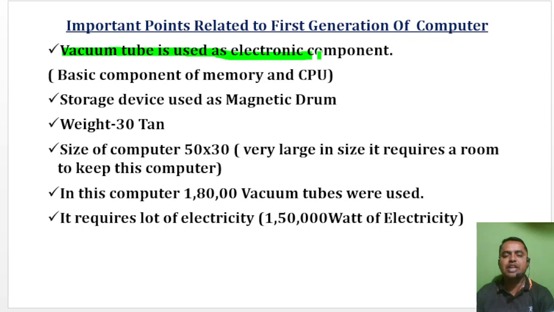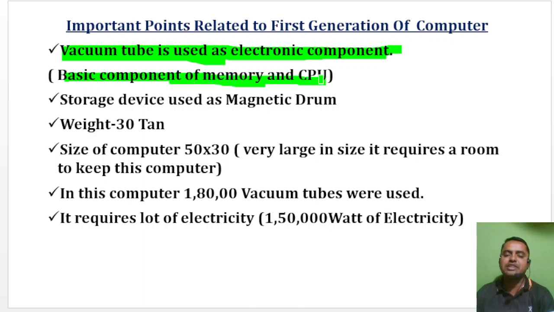Vacuum tube is used as the electronic component in the first generation. Remember, which device is used in the first generation computer as an electronic component? It means vacuum tube. That is our basic component for memory and CPU. Storage device used is magnetic drum in the first generation. What is the storage device that has been used in the first generation? Magnetic drum.